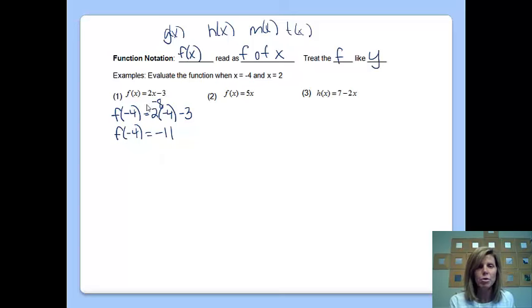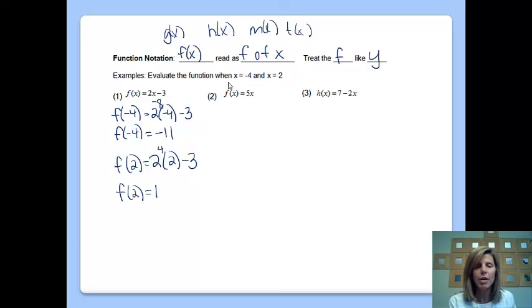So we have just found that f of -4, when the x value is -4, our y value is -11. Okay, then it says also to evaluate it when x equals 2. So again, I'm going to come up here, and I'm going to plug 2 in for the x. So I'm going to put f of 2 equals 2 parentheses 2 minus 3. Okay, the left side we just leave alone. And then the right side, 2 times 2 is 4, 4 minus 3 is 1. So f of 2 equals 1, and again what that means, when x equals 2, my y value is 1.